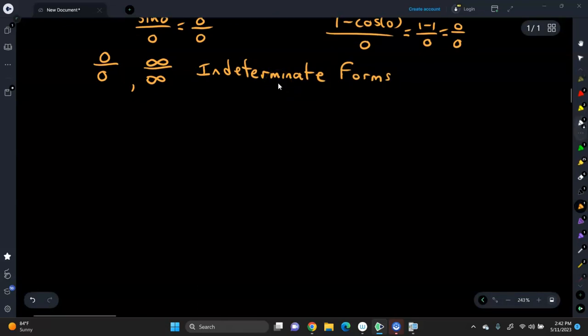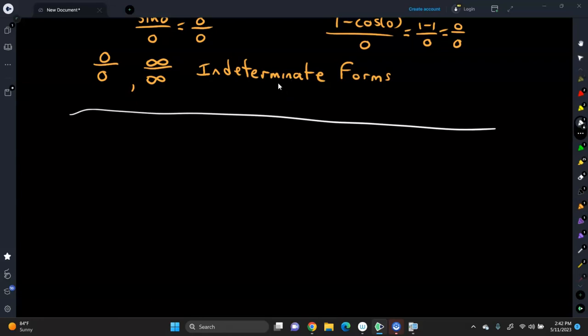Okay. So let's just look at a few limits and make sure that we're okay before we move on. How about the limit as x approaches 2 of 3x squared minus 5x plus 4?